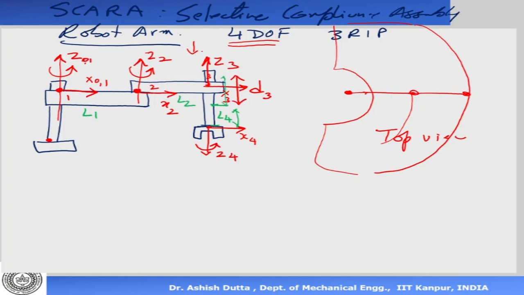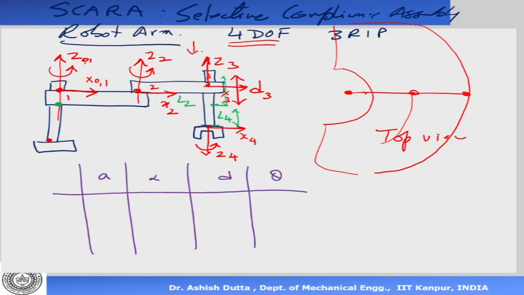Now please note that I have simplified a lot of things. I have ignored the thickness here, I have ignored the thickness there. I put my origin such that this thickness becomes equal to zero. That is just to simplify. But in the real case, you can assign one axis origin here, and one there, and consider the thickness also. So let us now write our DH parameter table. It is a, alpha, d, theta. The first one is 1, 2, 3, 4, it's a 4 degree of freedom system.